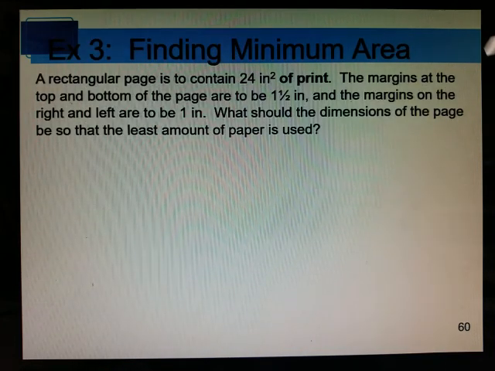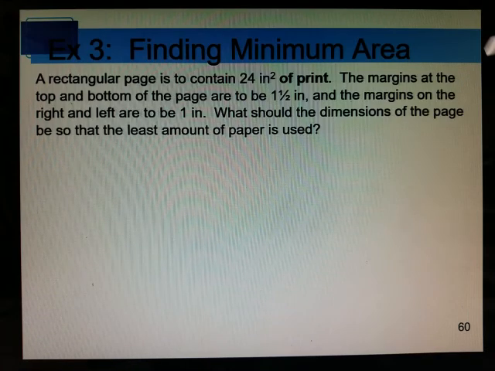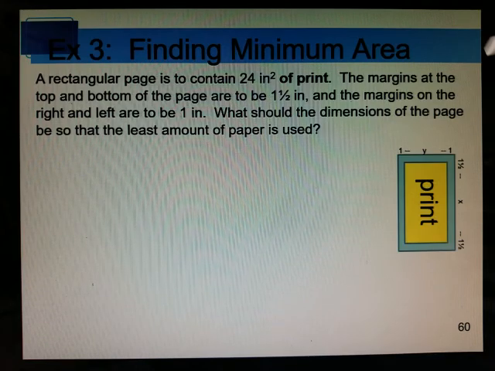All right, the minimum area. So we have a rectangular piece of paper. It's to contain 24 square inches of print. The margins at the top and bottom of the page are to be 1.5 inches, and the margins on the right and the left are to be 1 inch each. What should be the dimensions of the page to have the least amount of paper to be used? So again, we want 24 inches of print. So what's in yellow is 24 inches.